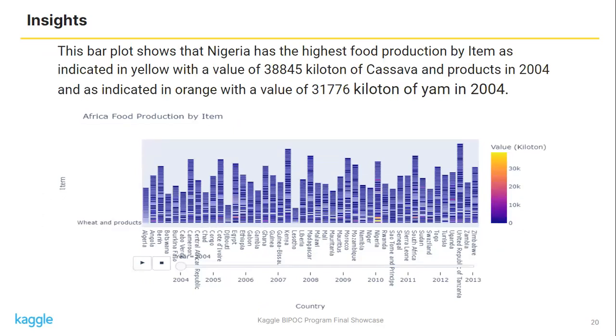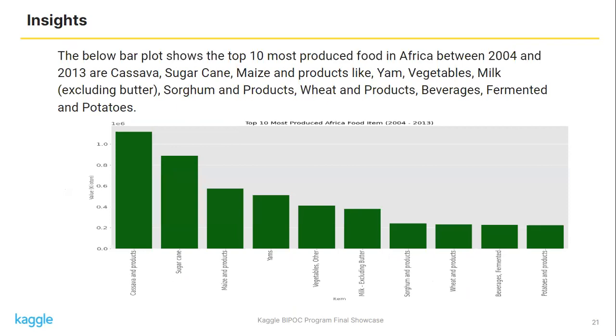The bar plot shows that Nigeria has the highest food production by item, as indicated in yellow with a value of 38,845 kiloton of cassava and products in 2004, and as indicated in orange with a value of 31,776 kiloton of yam in 2004.